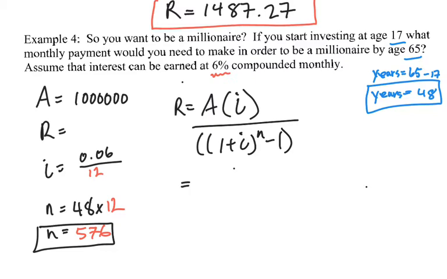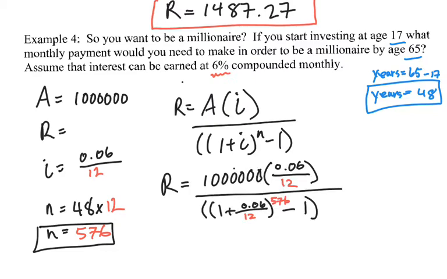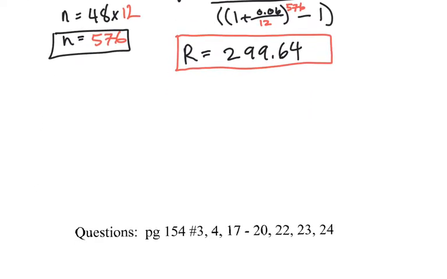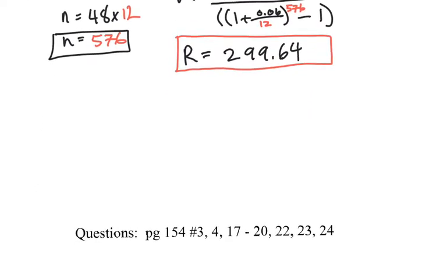Now, substituting, we get the following. Punching that directly in your calculator, you get a ridiculously low sum, approximately $299.64 that you'd have to pay each month. That's a ridiculously low amount of money. As long as you start doing this by the age of 17, you'll be able to pay about $300 a month, and you'll be able to save up that amount of money.